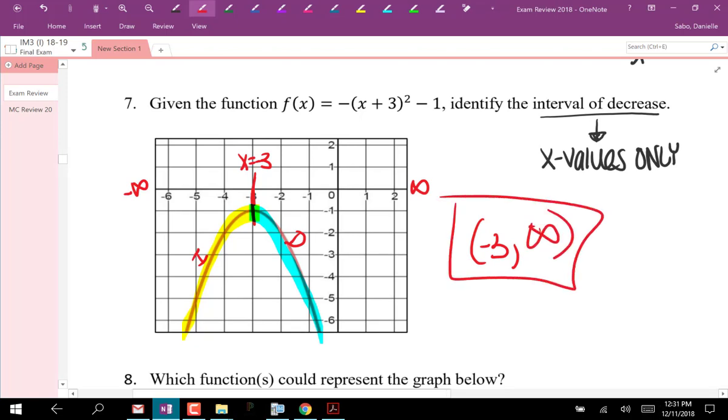One of the biggest mistakes is that people will think it's going to negative infinity because it's going down. But remember, you're going left to right, and the infinity's over here. Okay? Do you have questions on that one?